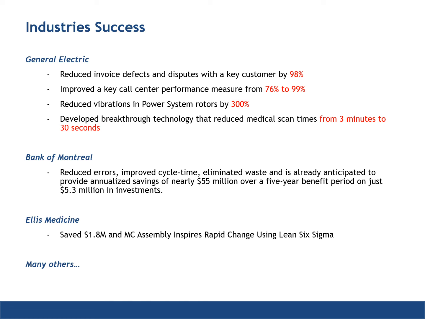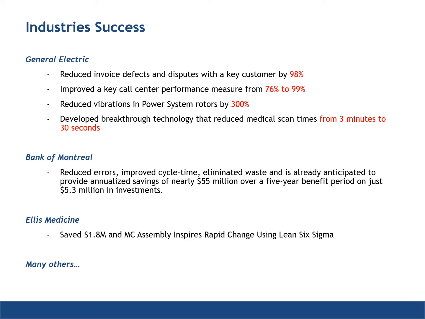Variation is a really key principle in Lean Six Sigma. GE was able to reduce the variation in power system rotors by 300%. They were also able to develop breakthrough technology that reduced medical scan times from 3 minutes to 30 seconds, and reducing cycle times is one of the key principles in Lean Six Sigma.